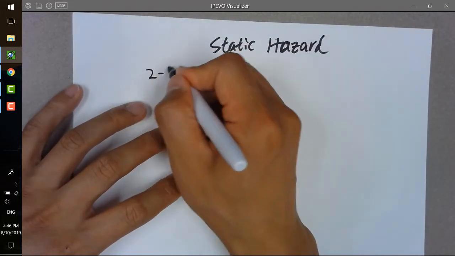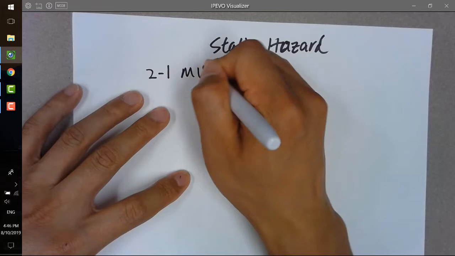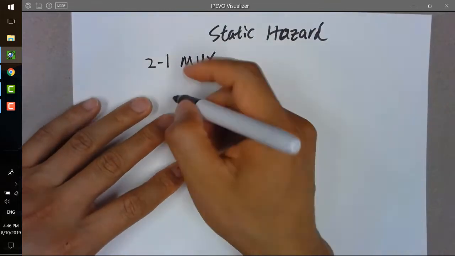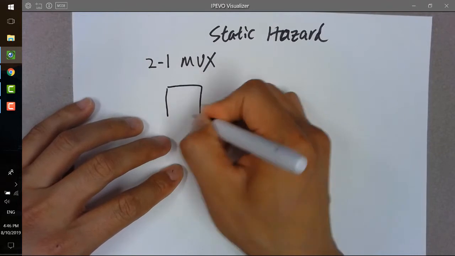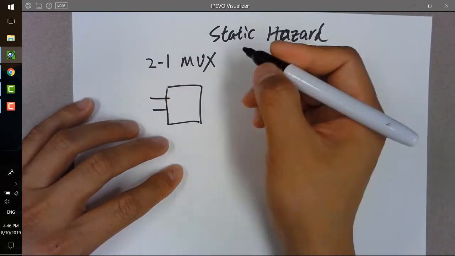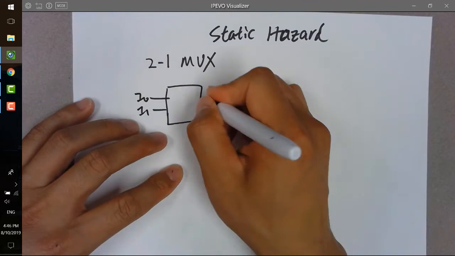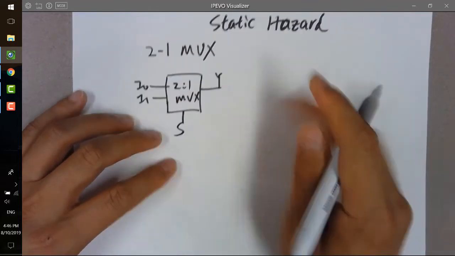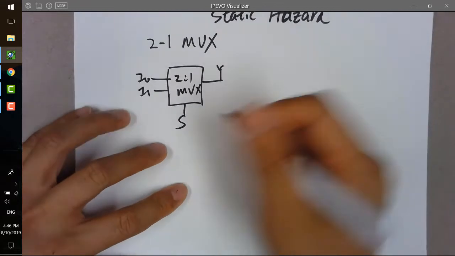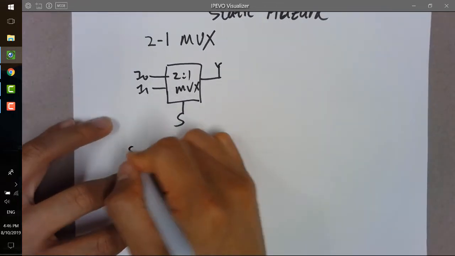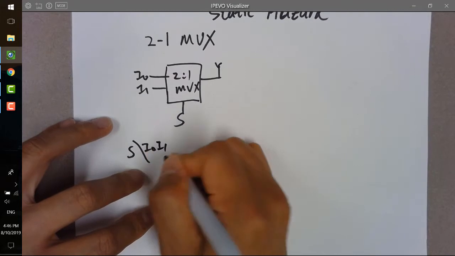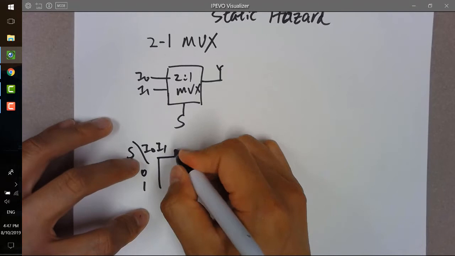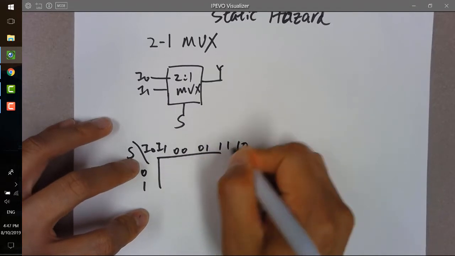So let's take the example of the 2-to-1 multiplexer we introduced a couple of videos before. The block circuit looks like this. It's 2-to-1, so you have I0, I1, and a Y here. It's a 2-to-1 mux, and you have a selection bit, right? And the truth table, the K-map, can be designed like this. As you have S as 0, 1, I1 I0 can be 00, 01, 11, 10.